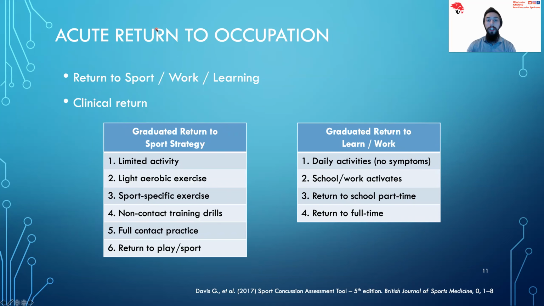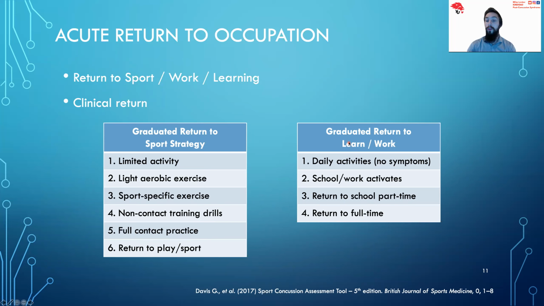So for our acute concussions, how do we return to our occupation? Our occupation: sport, work, learning. And again, this is our clinical return. So not the energy crisis, not the physiologic traits, just clinically, how can we get back? Well, for our return to sport, we're looking at a 6-step process: limited activity, light aerobic exercise, sport-specific exercise, non-contact training drills, full contact practice, and then back at it.